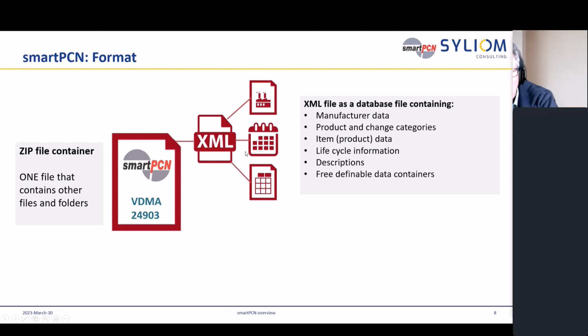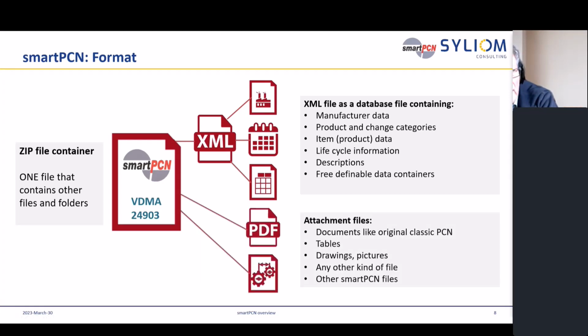But in many cases, this is not sufficient. So what you need is attachments, because you have to attach documents like the original classic PCN tables, drawings, pictures, documents, any other kind of file that's important. And also you can include other smartPCN files as an attachment in this one, and you will see the purpose for this later on. So the smartPCN is one file and includes all those different attachment files, as well as an XML file, which is a kind of small database providing this information.